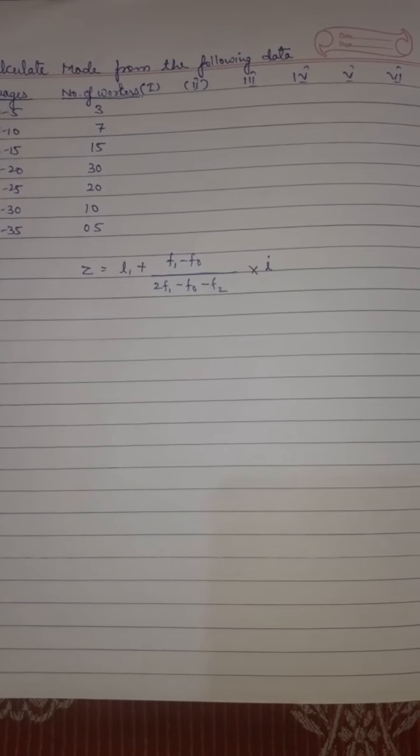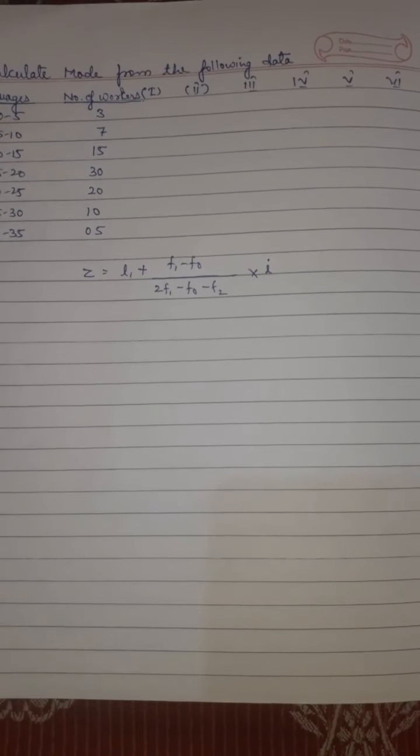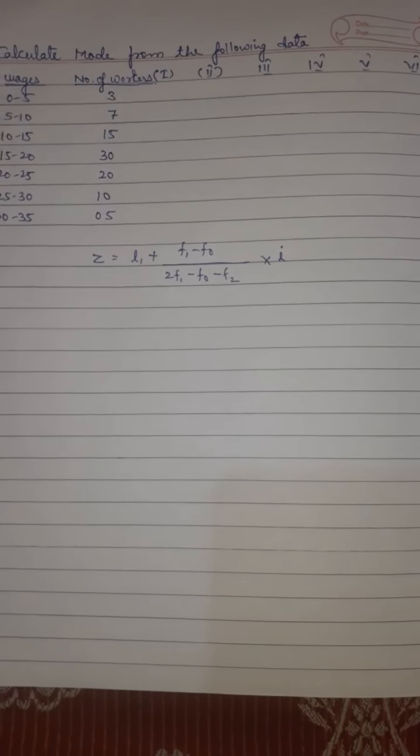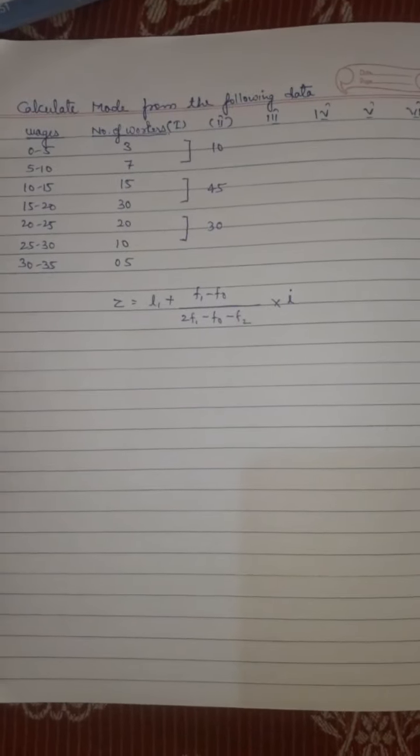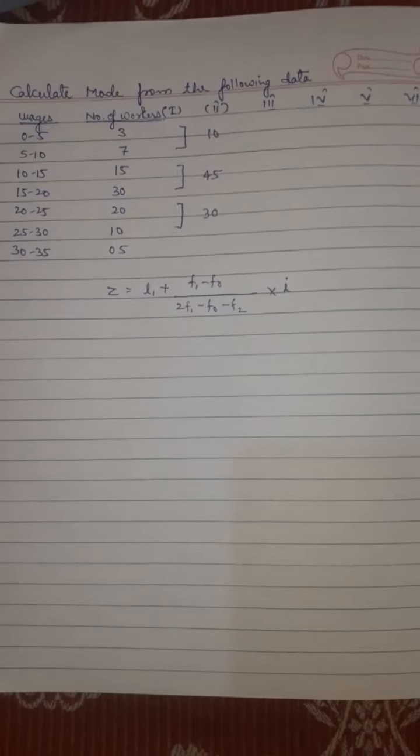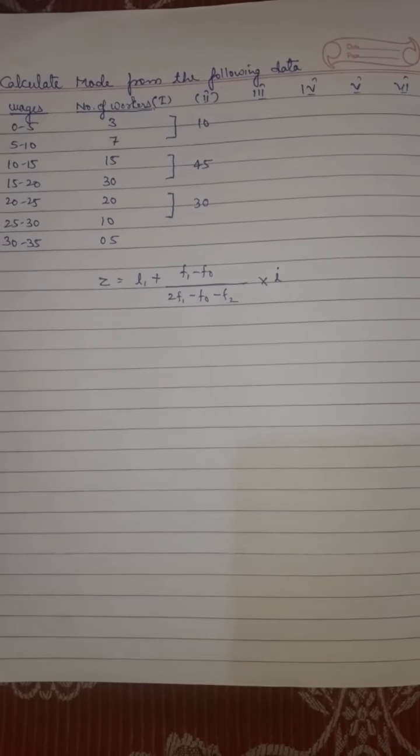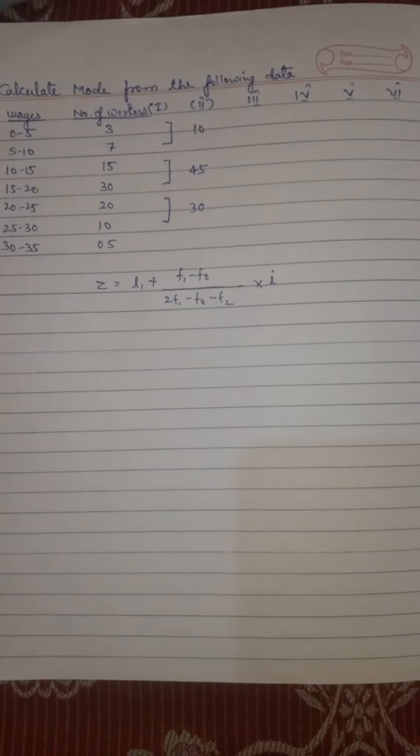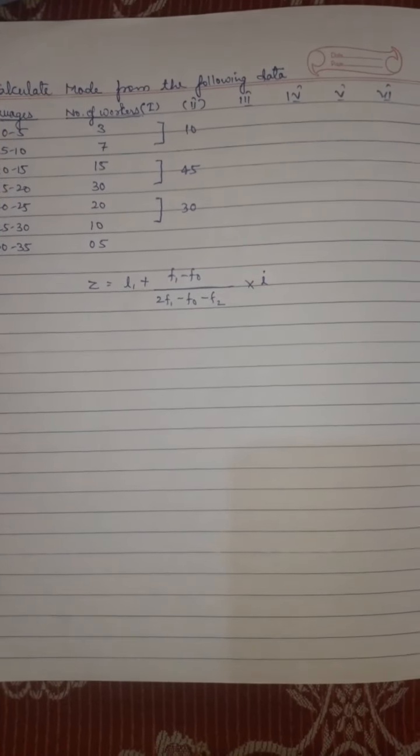Now for the second column, we will add in pairs of 2 from the top. If any number remains at the last, let it be. See, I have added the numbers in pairs of 2 from the top: 3 and 7 is one pair, the sum total is 10. 15 and 30 is the second pair, the sum total is 45. 20 and 10 is another pair, the sum total is 30. The remaining 5 remains as it is. So our second column is completed.